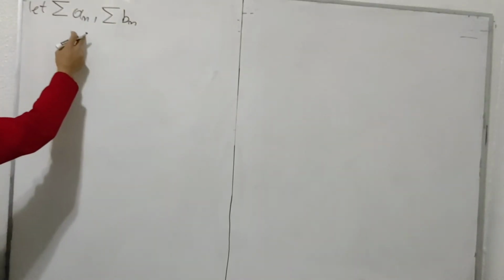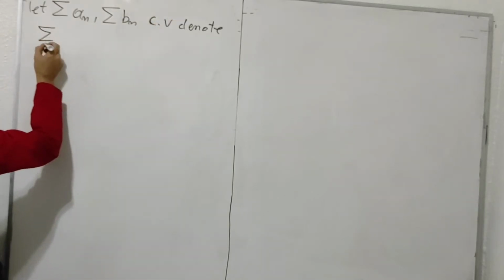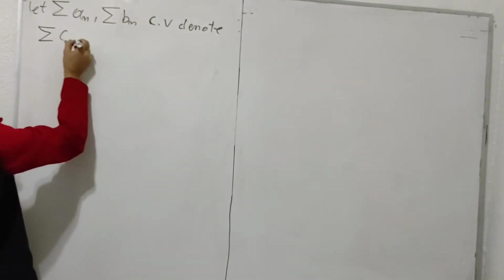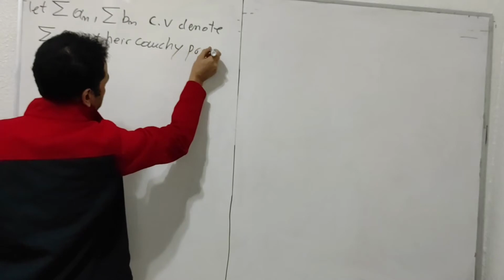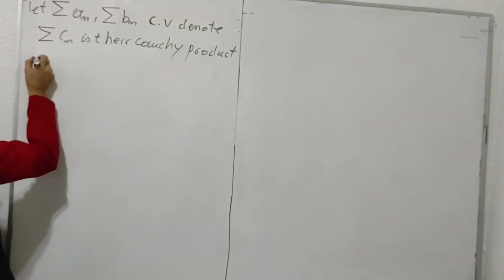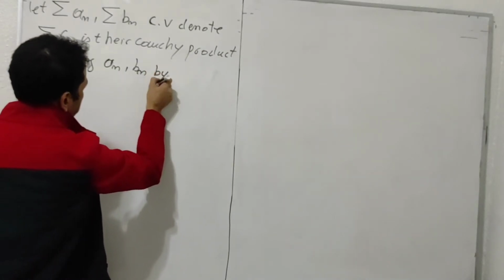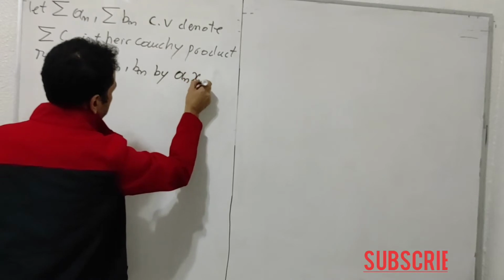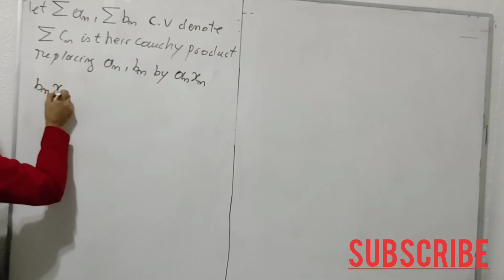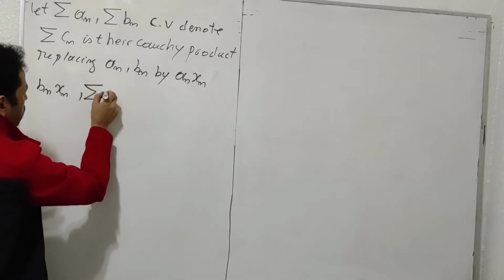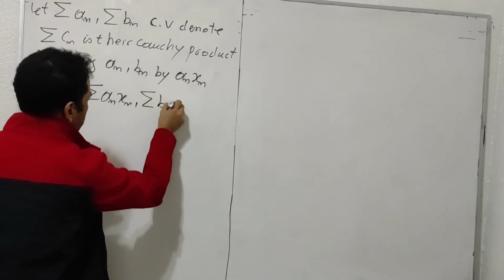Let the sum of A sub n and the sum of B sub n be convergent series. Denote the notation: the sum of C sub n is their Cauchy product. Replacing A sub n and B sub n by A sub n x to the n and B sub n x to the n, we get the power series A sub n x to the n and the power series B sub n x to the n.